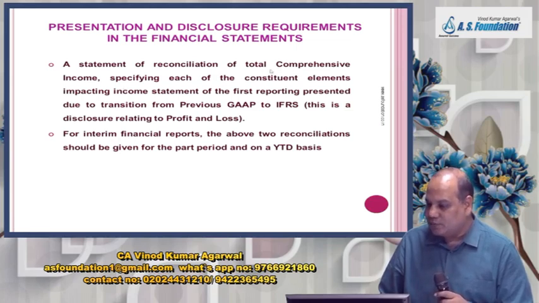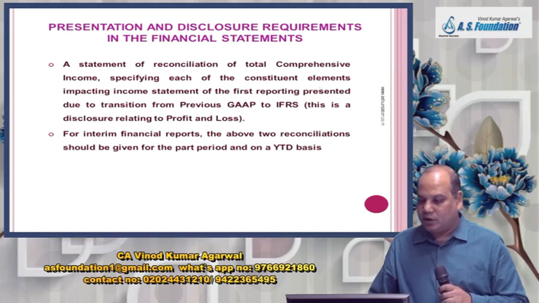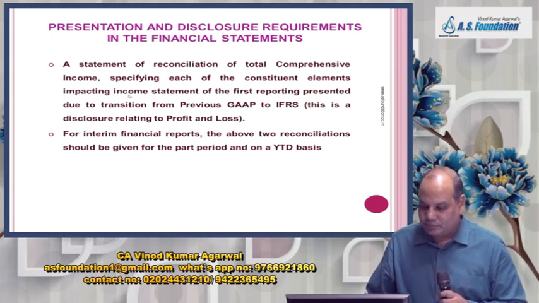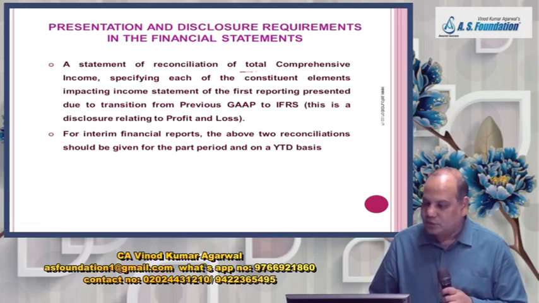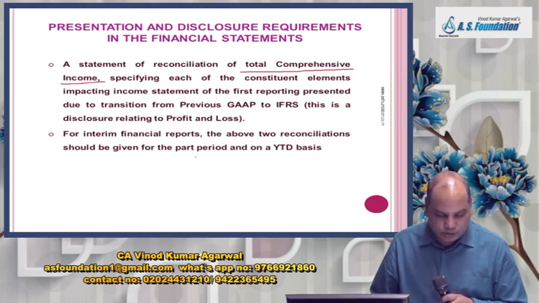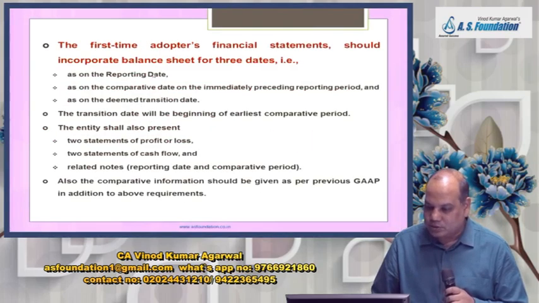So that is also applicable for total comprehensive income, specifying each of the constituent elements impacting the income statement of the first reporting period presented due to transition from previous GAAP to IFRS. This is a disclosure related to the P&L account. So you have to do a reconciliation of total comprehensive income between previous GAAP and IFRS. And for interim period reports, the above two reconciliations should be given. This I think I have already discussed for the part period and on a year to date basis.